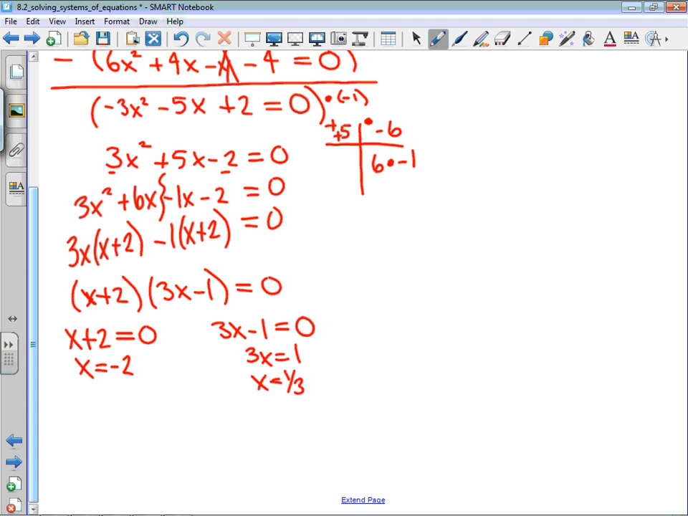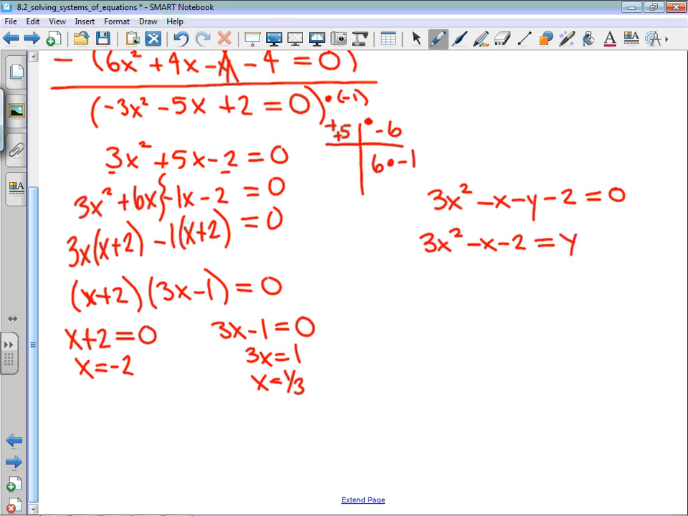Now, it is very important that those are only the x values. We need to determine the y values, and I am just going to use the same equation for both, which is 3x squared minus x minus y minus 2 is equal to 0, but I'm going to move the y over. So 3x squared minus x minus 2 is equal to y, and now it's simply substitution.